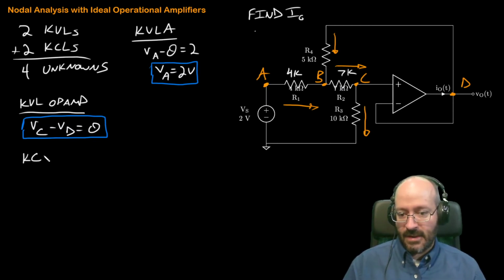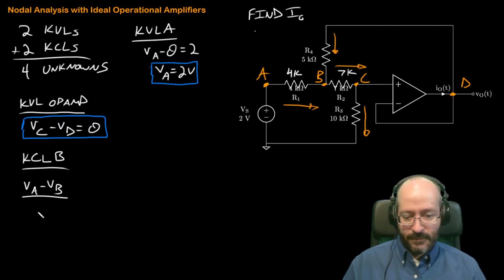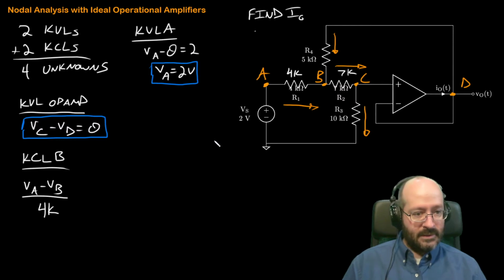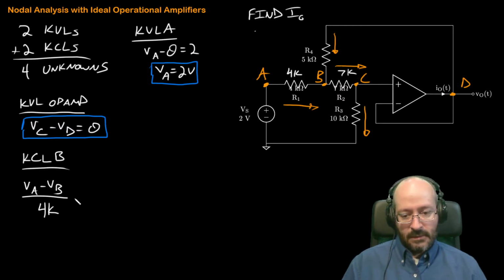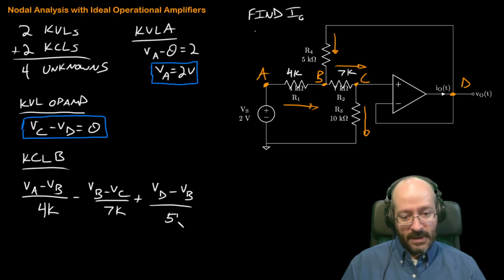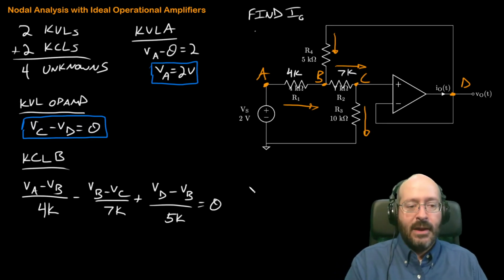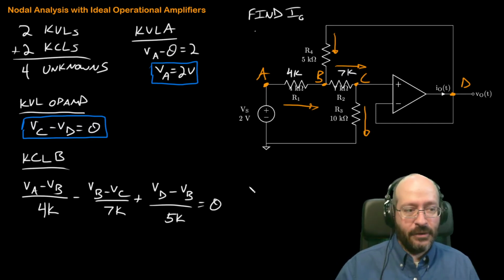Okay, KCL for B. I got this current going in, so it's going to be (VA minus VB) over 4K. Let's see, I've got this current leaving, so it's going to be minus (VB minus VC) over 7K. And then I've got this current entering, so it's going to be positive (VD minus VB) over 5K. That's all 3, so that's equal to 0. If you're uncomfortable writing that, really go back and watch all of the nodal analysis videos, because it's the same way we've been writing KCLs from when I first introduced nodal analysis.